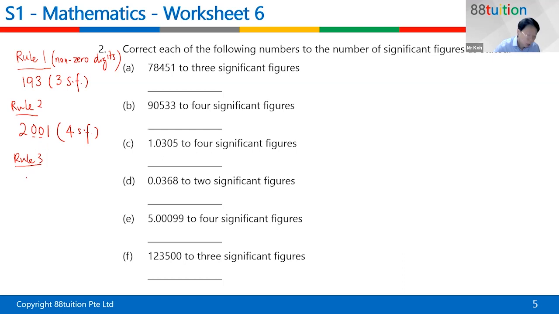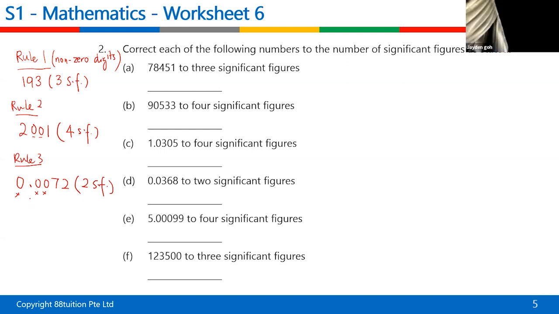Okay. So quickly, Mr. Go on to rule 3. For your sake, in the decimal, all zeros before a non-zero digit are not significant. For instance, if I have 0.0072, now all these zeros are non-significant. So in this case, there are only 2 significant figures. Is that okay? Okay, now I go on to rule 4.